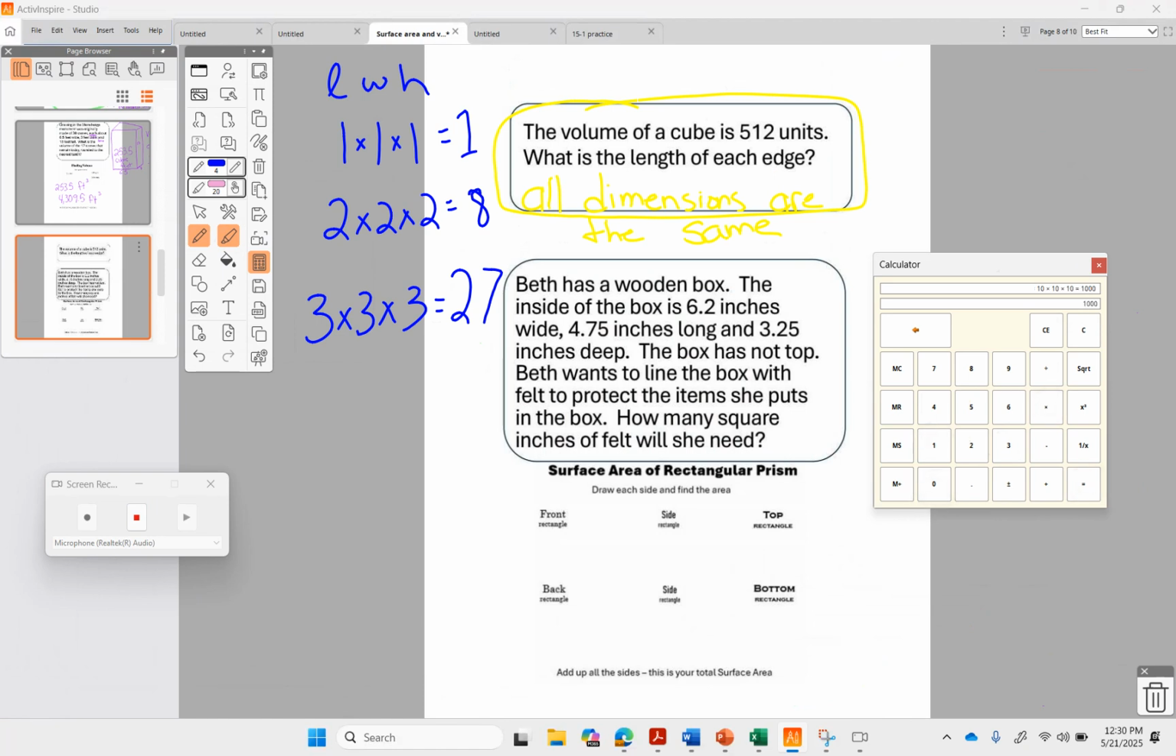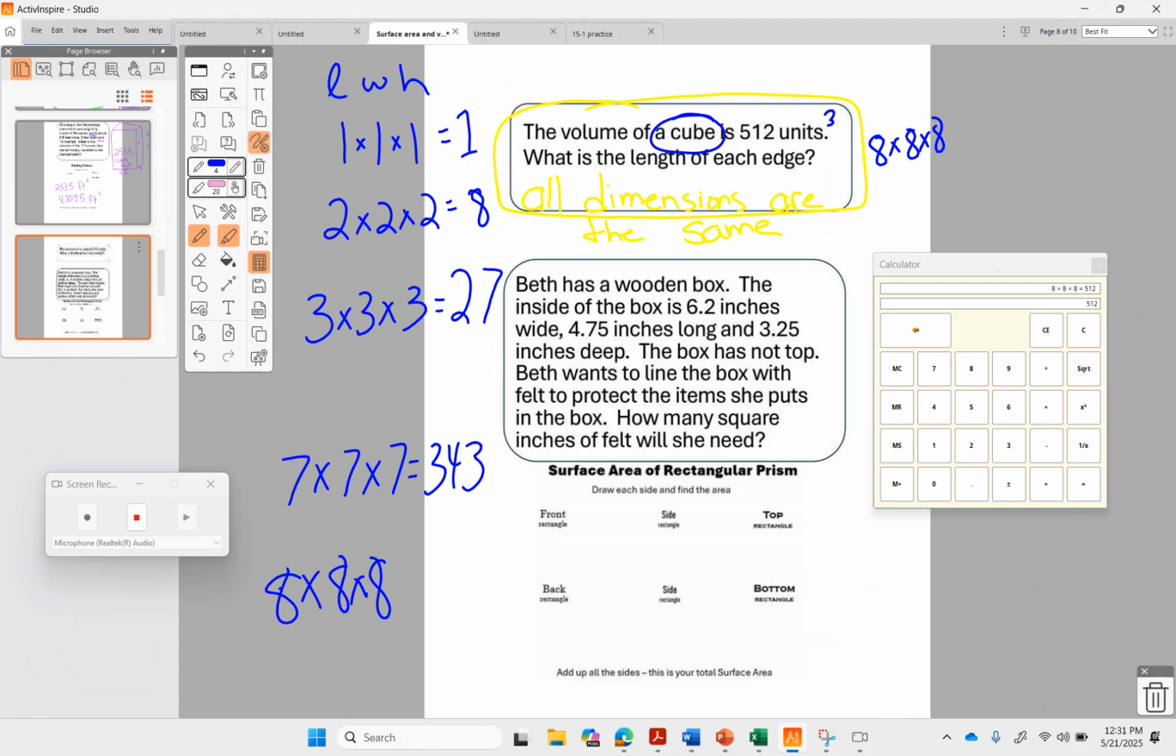Let me try, I don't know, 7 times 7 times 7. 7 times 7 times 7 is 343. Okay, let me try 8 times 8 times 8. 512. So the volume of the cube is 512 units, and that should say cubed. So that means the dimensions are 8 by 8 by 8. It's a cube. All the dimensions are the same. Okay? I'm going to erase those.